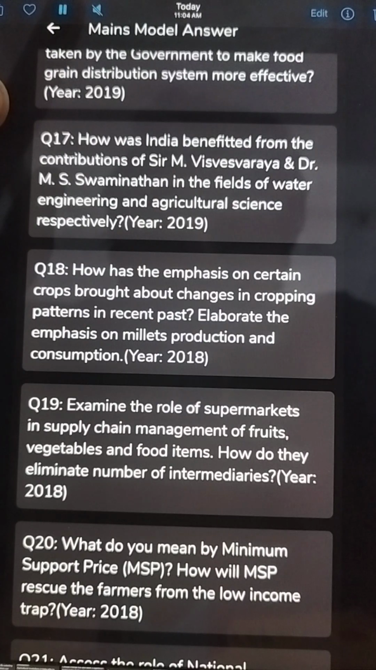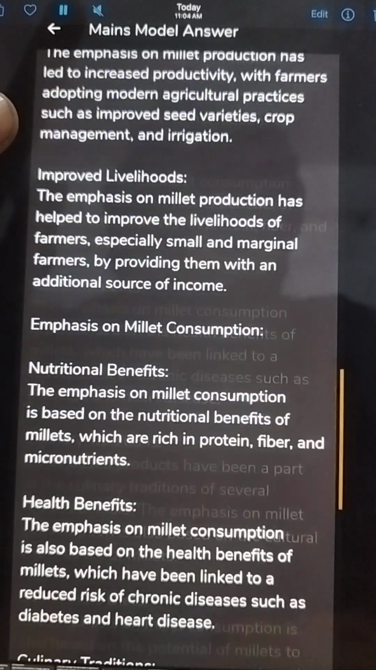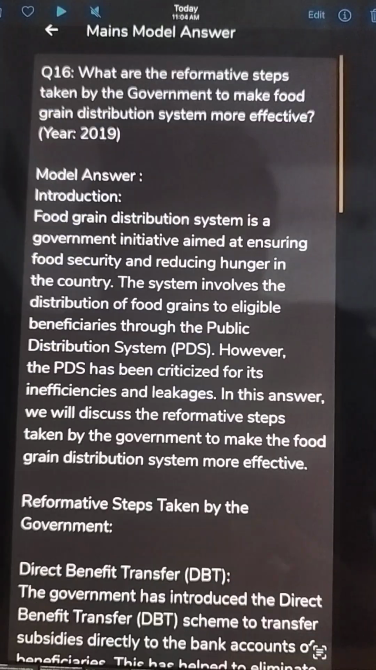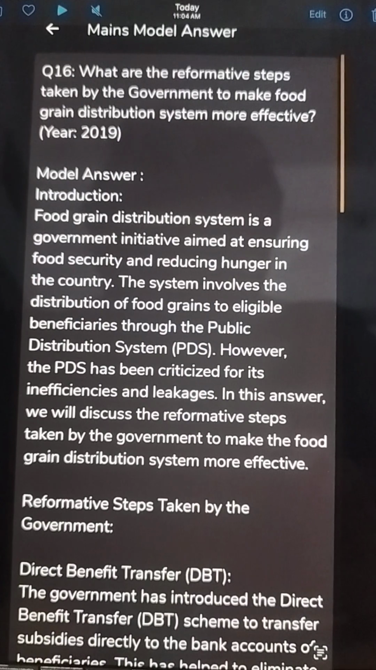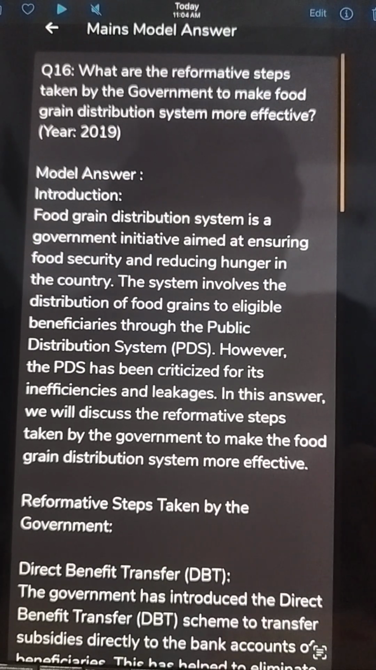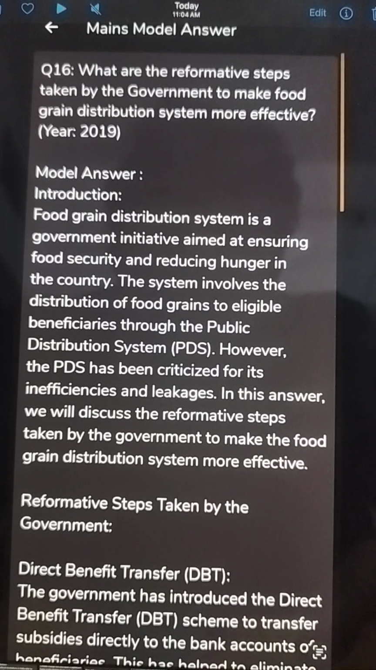And what are the reformative steps? Millet production. And next: what are the reformative steps taken by the government to make the food grain distribution system more effective?